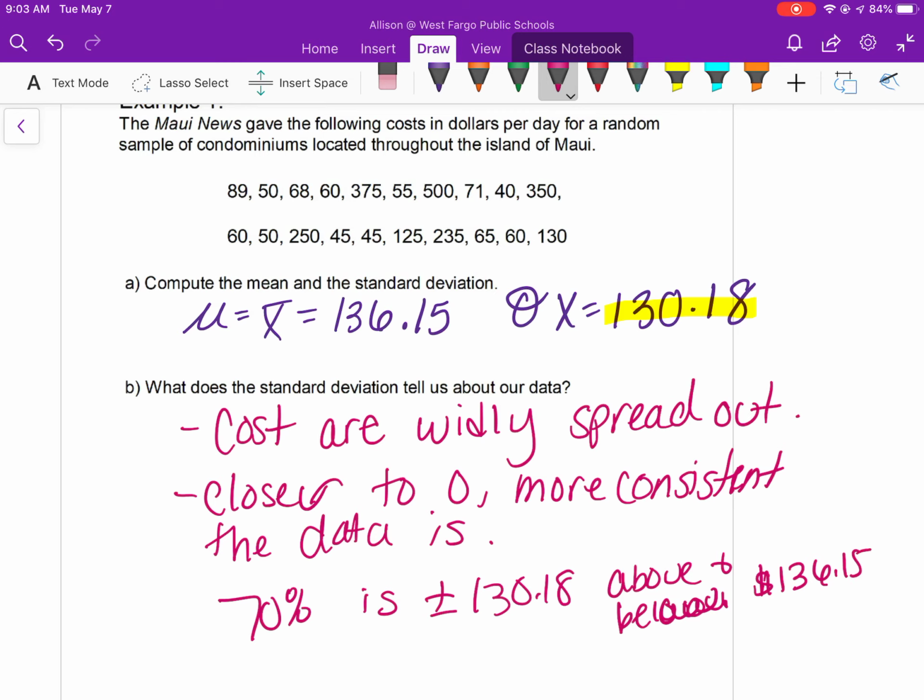So basically the price of these condominiums in Maui ranges from an average of 136, but could be all the way down to the $50 here, $45, and then they can go all the way up if you added 136 to this, to 260 or 235. And then you do have those really high points at 500 and 350. And so the costs are very widely spread out, and that's what our standard deviation basically tells us.